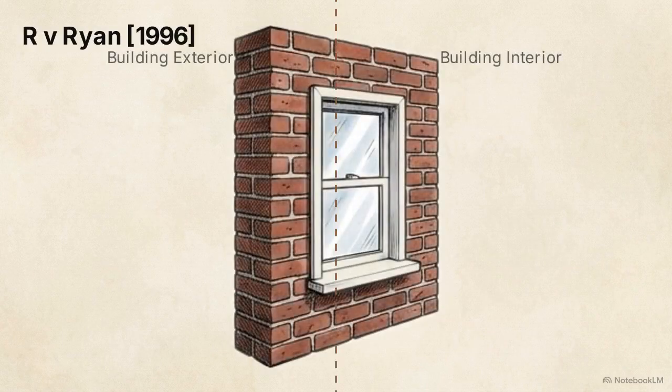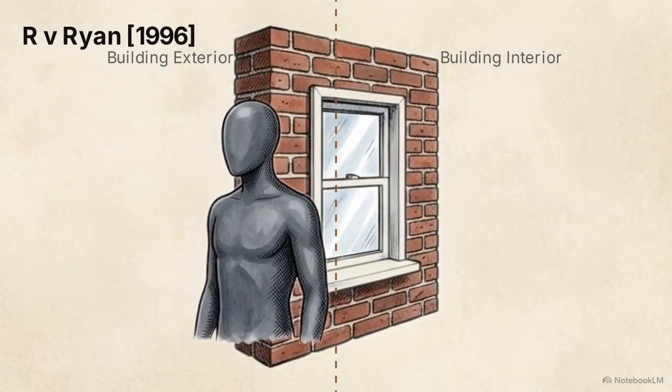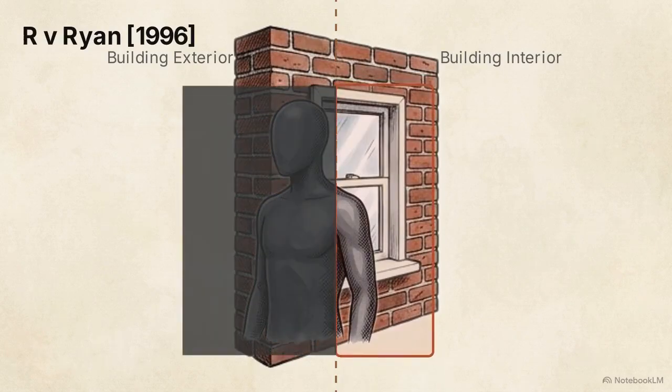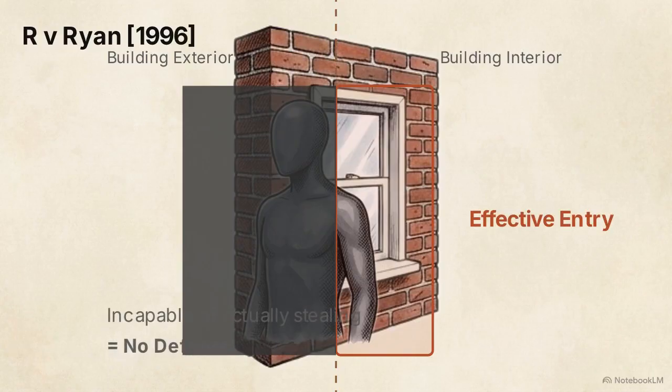The definition of entry has been stretched by the courts. In the 1996 case of R v Ryan, the defendant was trapped with only his head and right arm inside a window. The Court of Appeal ruled that this partial penetration constituted an effective entry. The fact that he was physically incapable of actually stealing anything in that position offered no defense.